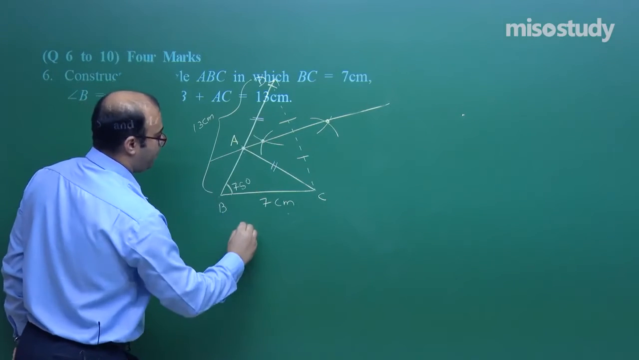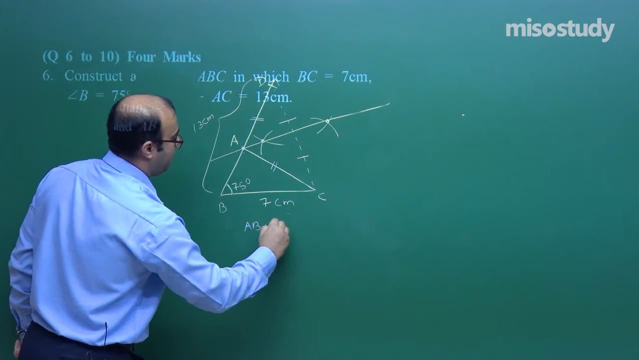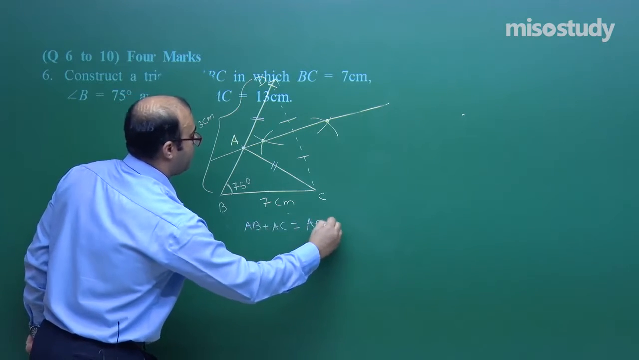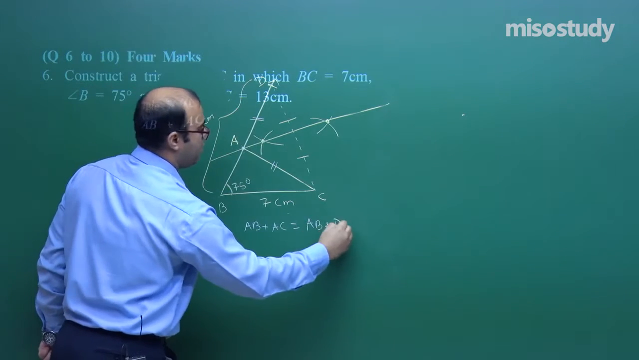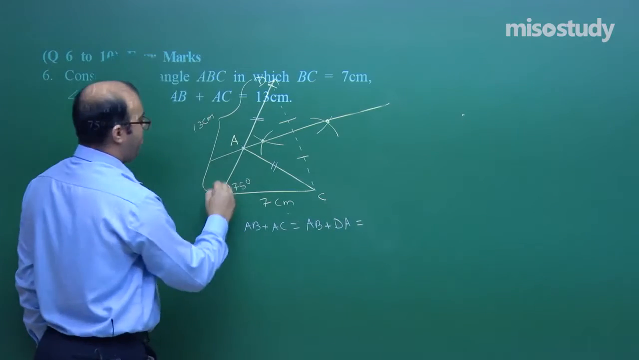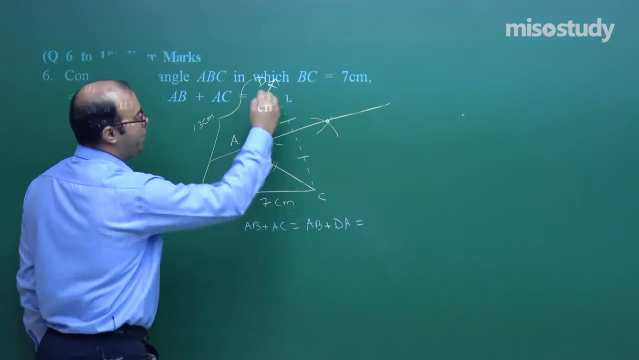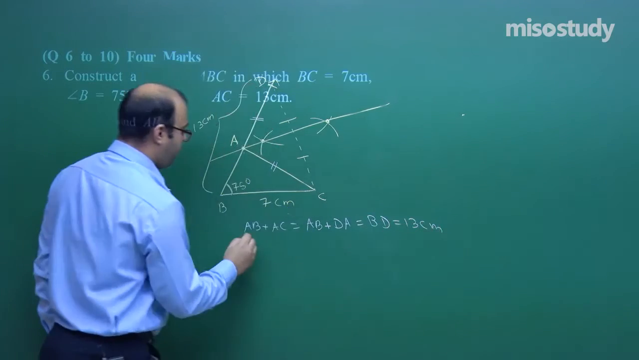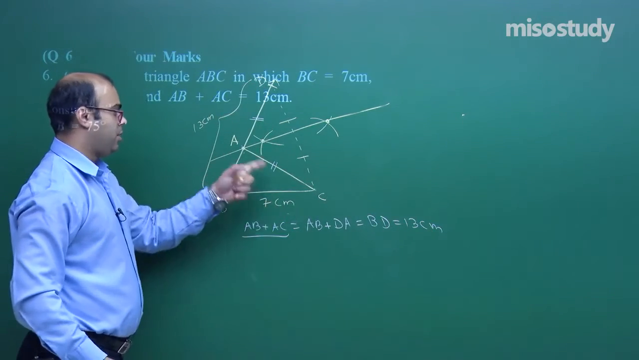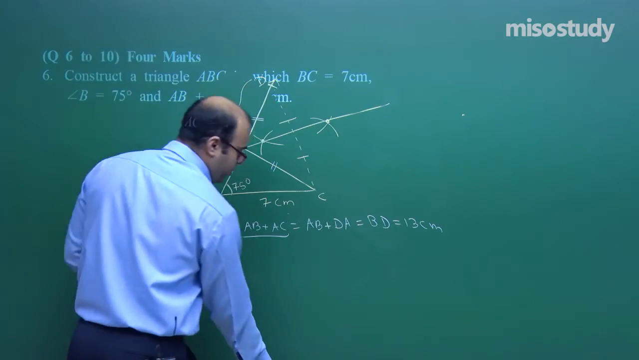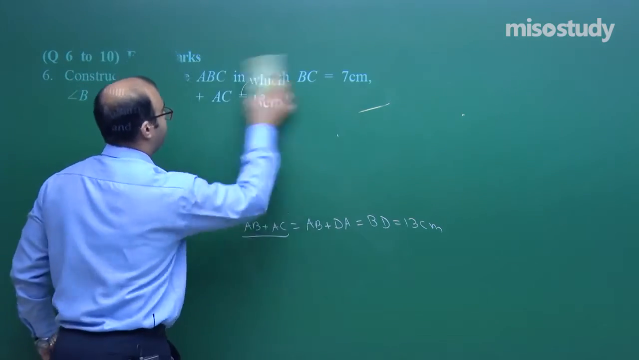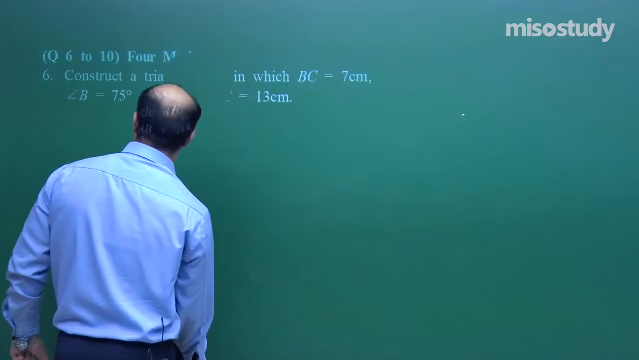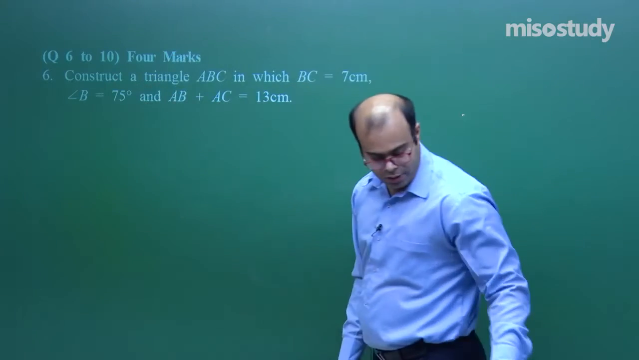So, AB plus AC can be written as AB plus AD, and what is AB plus AD? That is equal to BD, which is 13 centimeter by construction. So, we have taken AB plus AC as 13 centimeter. So, all the properties are getting satisfied. Let us move on to the next question, which is also of 4 marks, students.